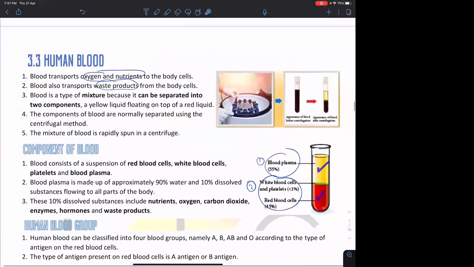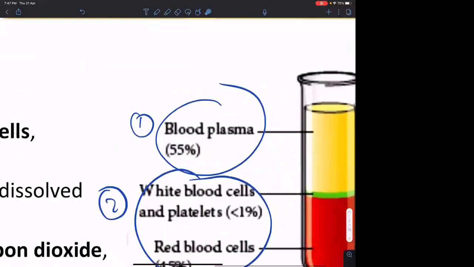All right. So how do they do this, by the way? How do they separate your blood into 2 parts, by the way?